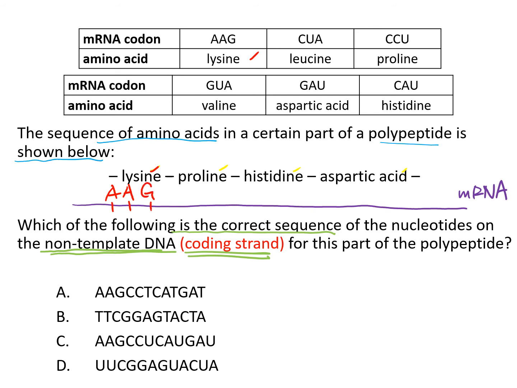And then for proline, it has the codon of CCU. And then for histidine, it has a codon of CAU. And the last one, aspartic acid, it has a codon of GAU. Alright, so now you have the mRNA sequence.